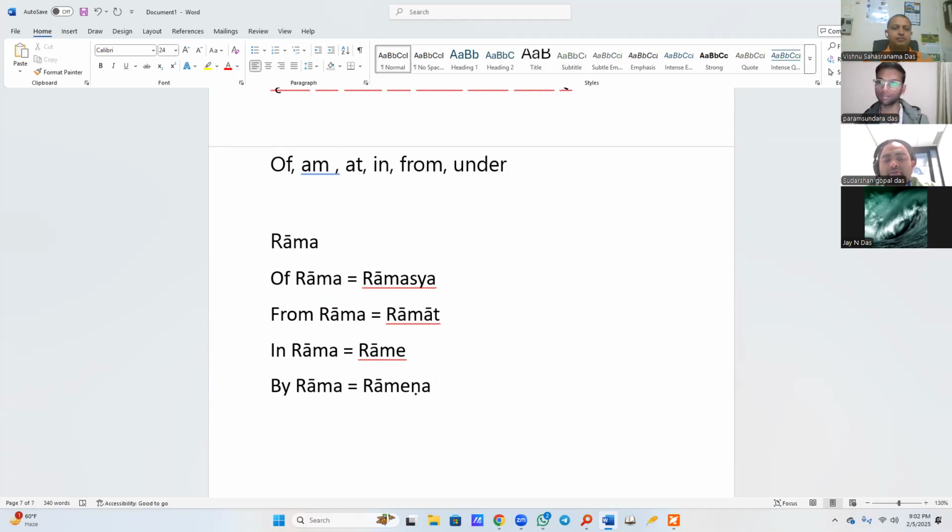Even in Bengali, these prepositions are added within the nouns. For example, "I am going to the temple." Bengalis will say, Ami mondire jachi. Mondire.